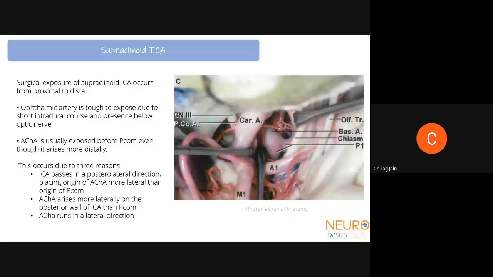The anterior choroidal artery will also be arising more laterally on the posterior wall of the ICA than the PCOM will, and the anterior choroidal is going to be running in a more lateral direction. So all these reasons are why we will end up seeing the anterior choroidal before you end up seeing a PCOM.